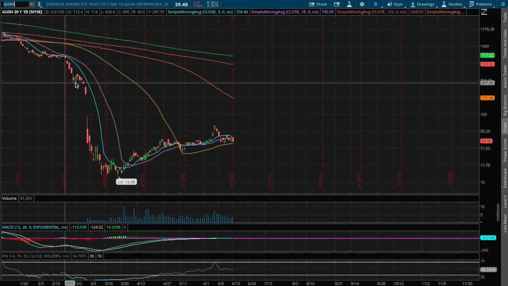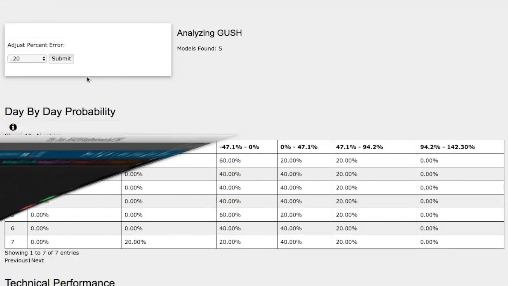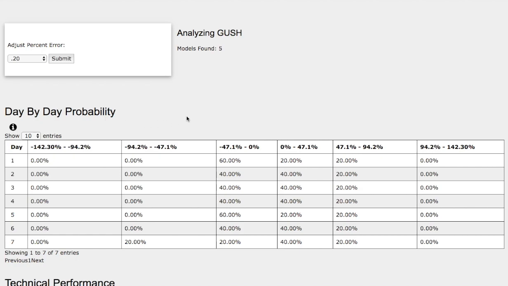Hello viewers, we'll be going over GUSH and DRIP. In this video, we'll be using the day-by-day probability model as our support and resistance gauges, and these models are based on past trends that are similar to the current trend but not identical, so do keep that in mind.